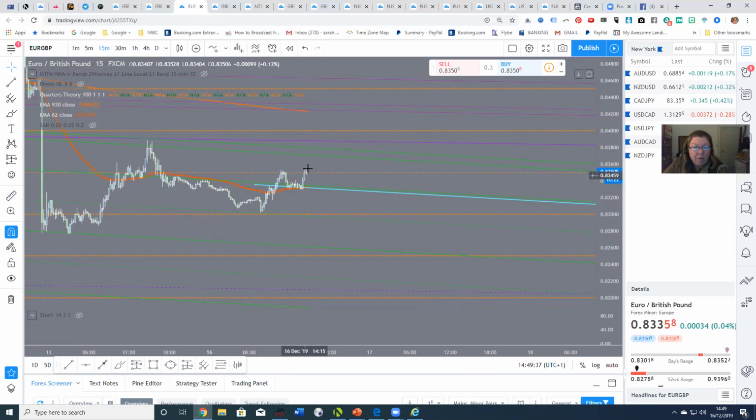So this is probably slippage. It's trying to get up to the quarter theory. It doesn't like it. It's rejecting off it, although on the 15-minute it has come above the 62 and above the pitchfork. So at the moment, it's in a bit of a price trap, deciding what it wants to do.